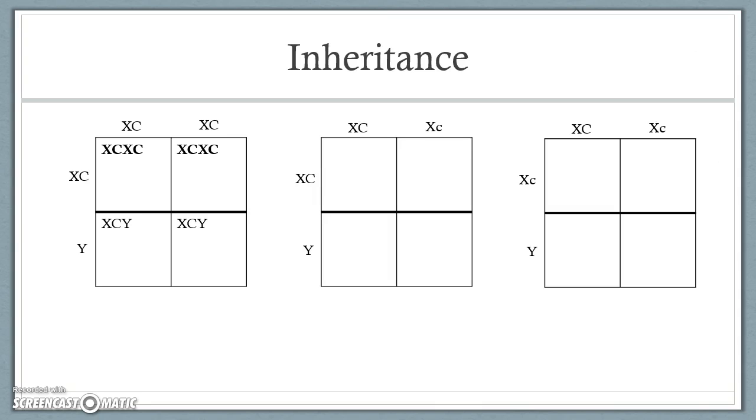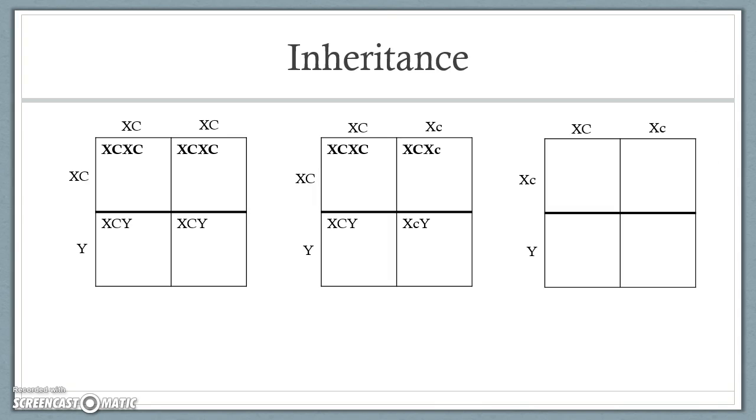In the second example, mom is heterozygous or a carrier of the colorblind gene, and dad has the normal vision allele on his one X chromosome. Their female offspring will have normal vision, but with a 50% chance of being homozygous or heterozygous, a carrier of the colorblind gene. And their male offspring will have a 50% chance of having normal vision or being colorblind.